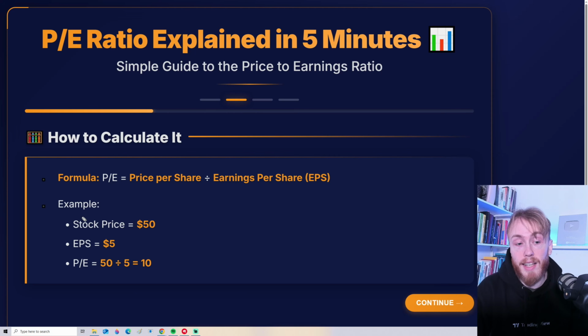But let's take a look at a quick example. If we have a stock that costs $50 and the earnings per share is $5, then the PE ratio would simply be 50 divided by 5, which is equal to 10.